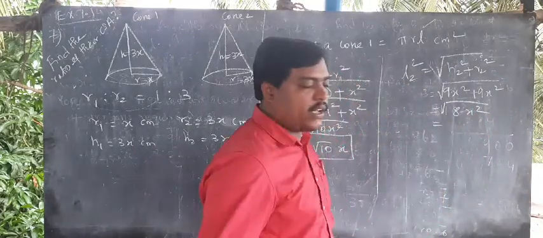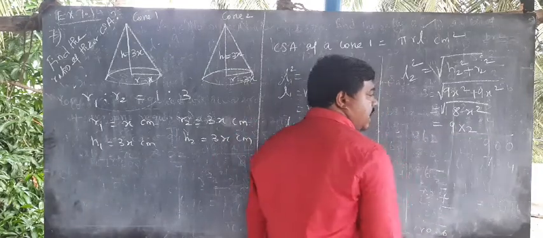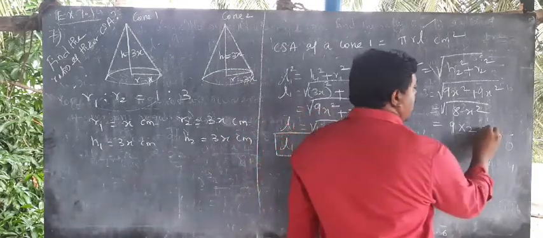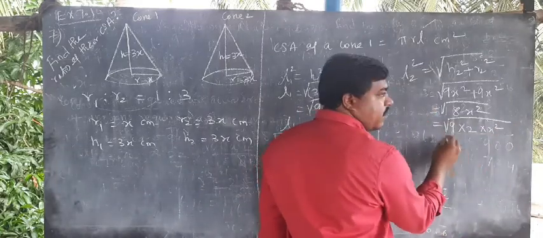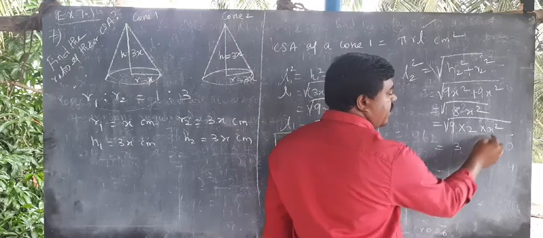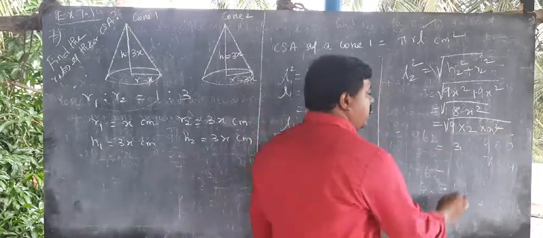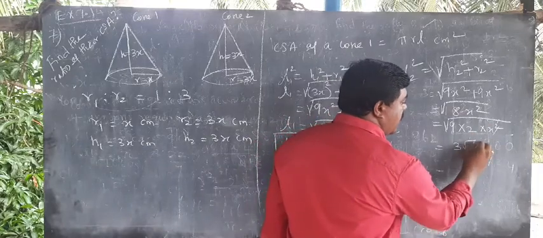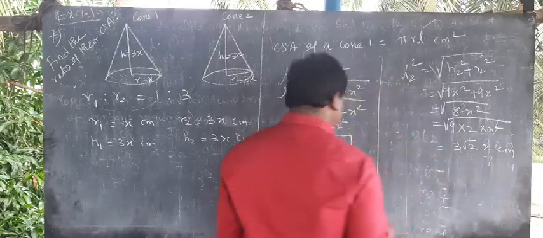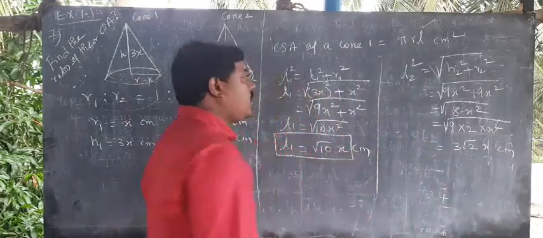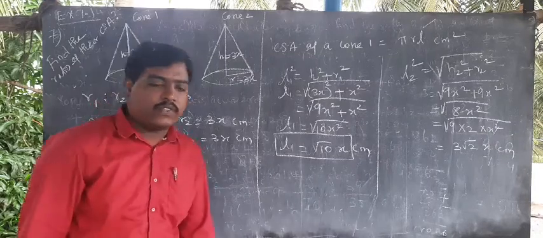Root of 18x squared is what? This 18 I separate into 9 into 2 into x squared. For 9, root 9 means 3. For x squared, the root and square will be cancelled. X we are getting. So 3 root 2 x. Clear? So we need to find the ratio of this cone.